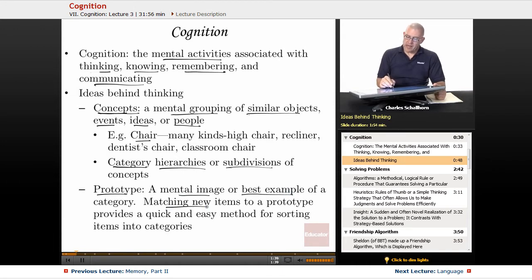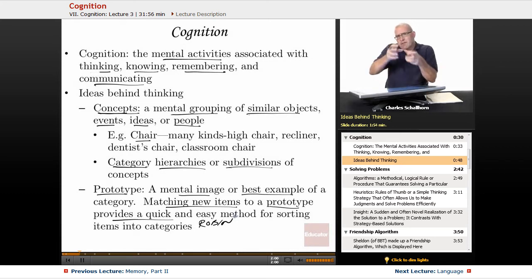And so what we do is we match new items to a prototype, and that provides a quick and easy method for sorting items into categories. And so a prototype of a bird might be a robin. And so, robins are not overly big. They're brown. They've got the tiny little eyes, that tiny little beak. They've got the wings. They have the particular body shape. They've got the two legs.